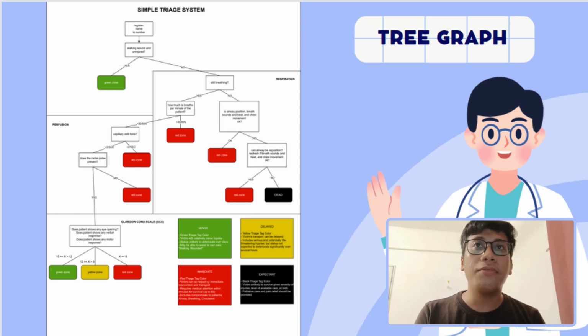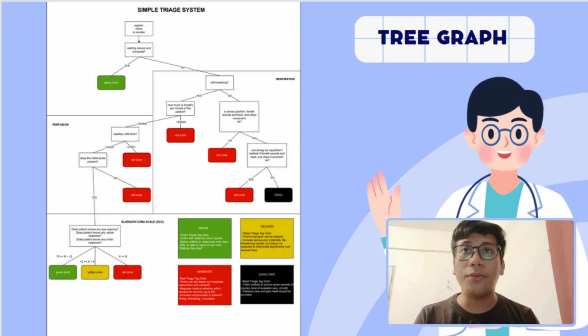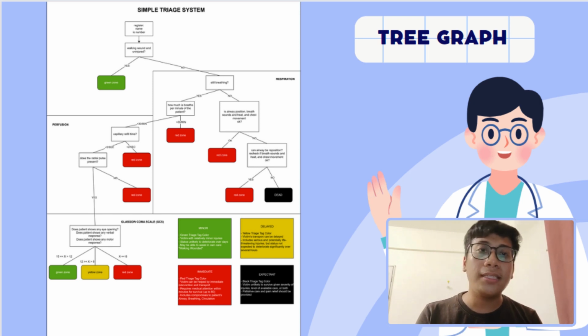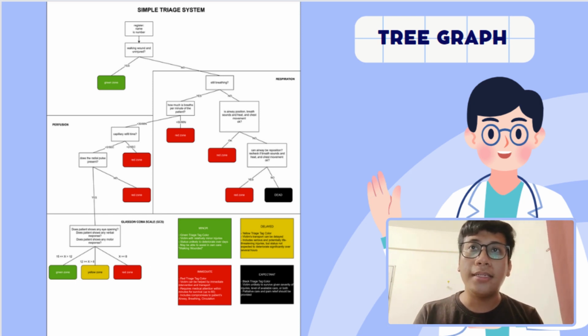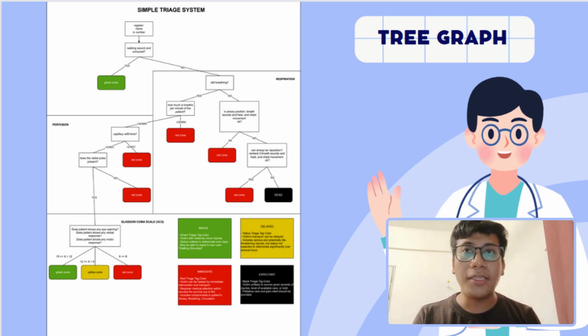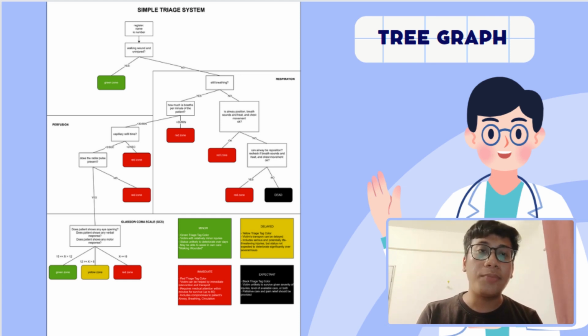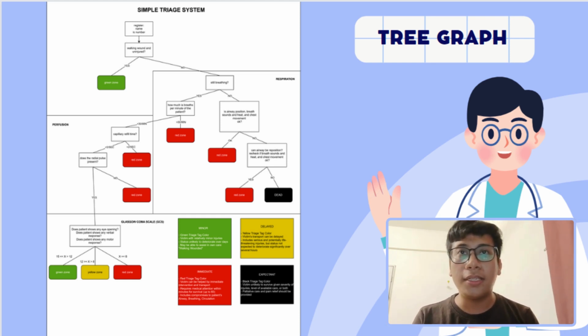Moving to the tree graph, for this simple triage system, a template will be used to register the patient name and IC. Then we will ask whether the patient can walk and is uninjured. If yes, then the patient will be sent to the green zone. If no, then they will go through the respiration section, which is: still breathing, yes or no.